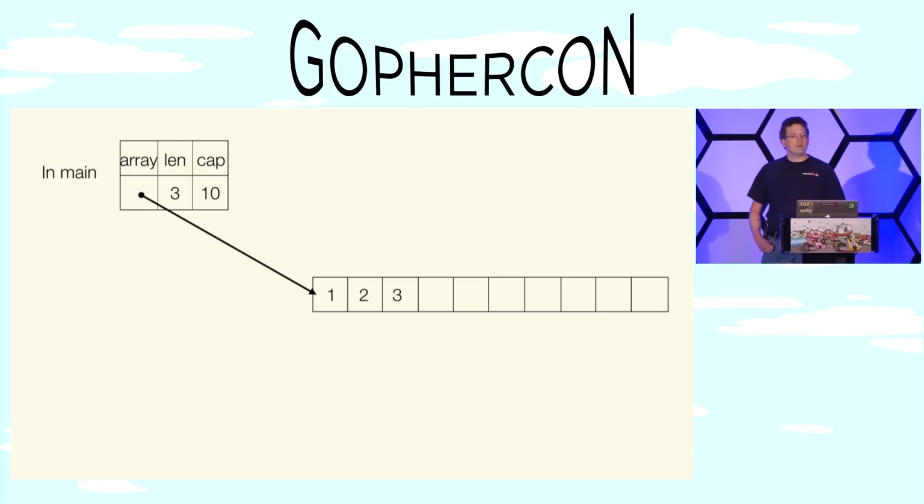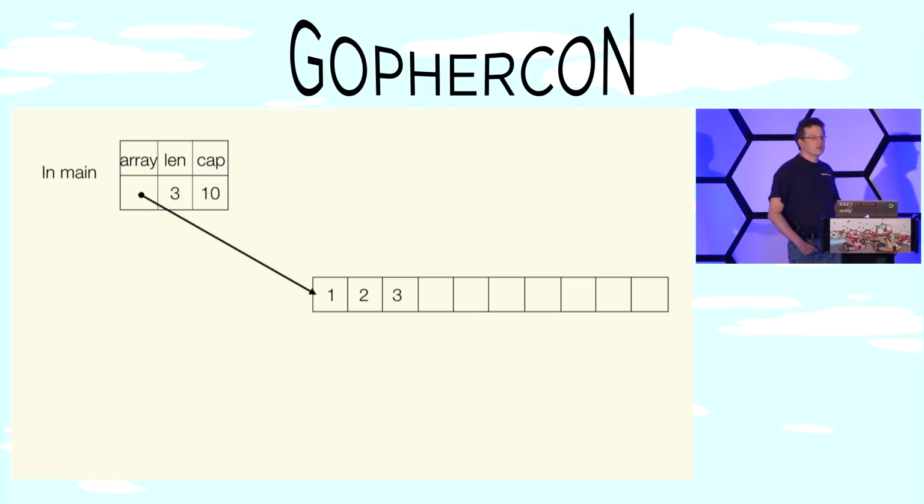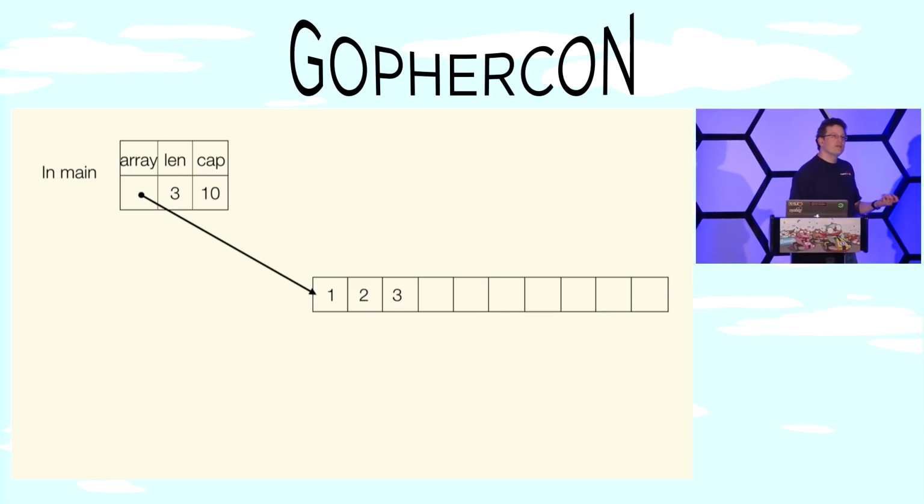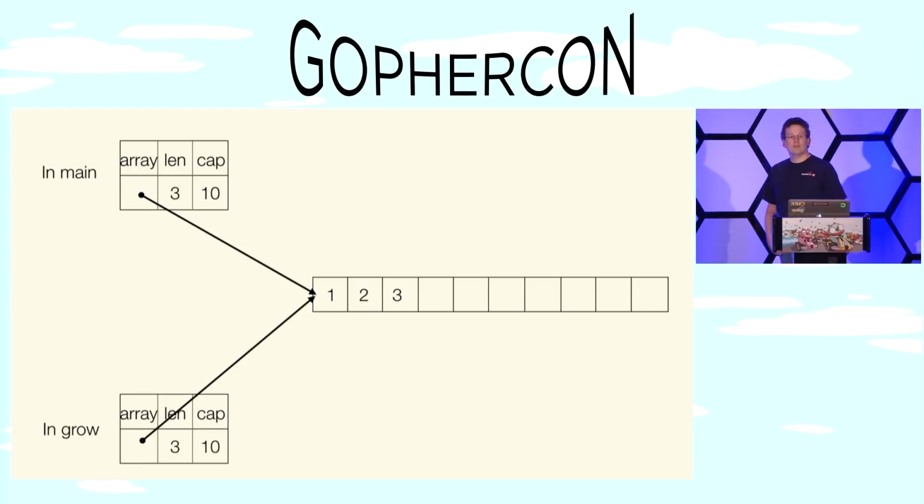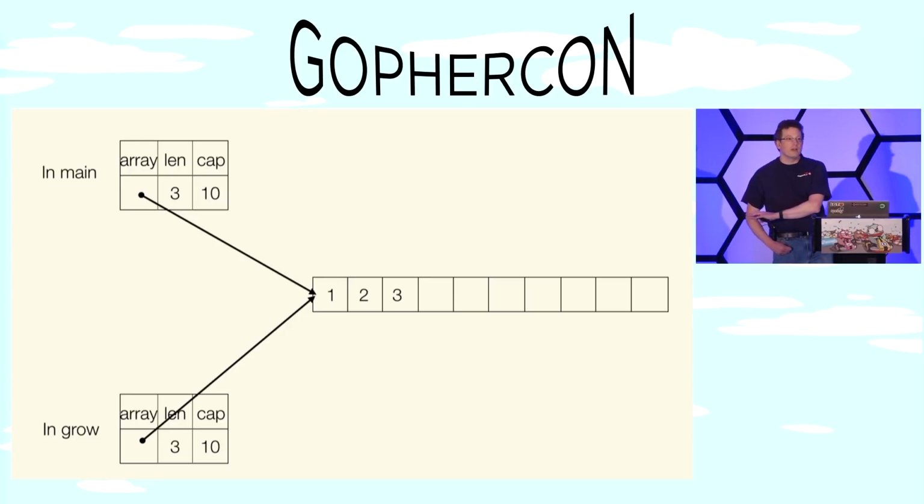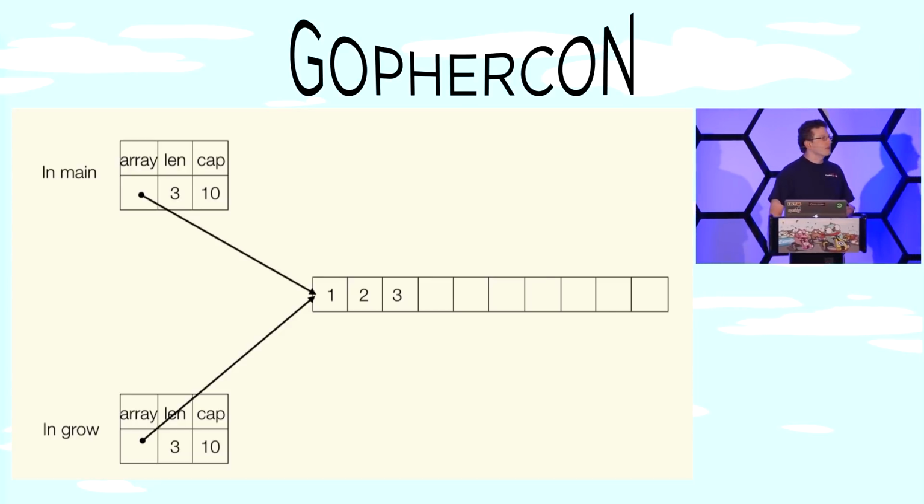When we create and populate that slice in main, we create a slice struct with a pointer to the allocated memory, the length field, and the capacity field. When we pass the slice to grow, we create a copy of the struct, which points to the same allocated memory, but has its own copy of the length and the capacity.